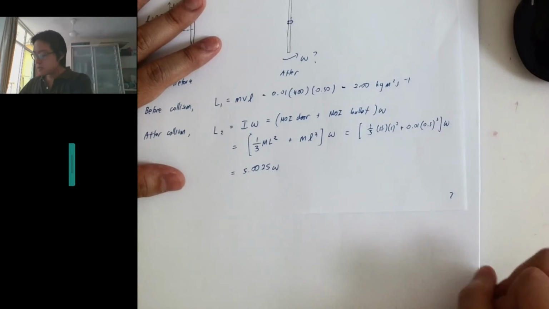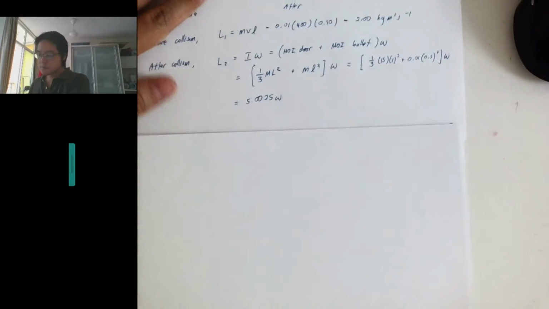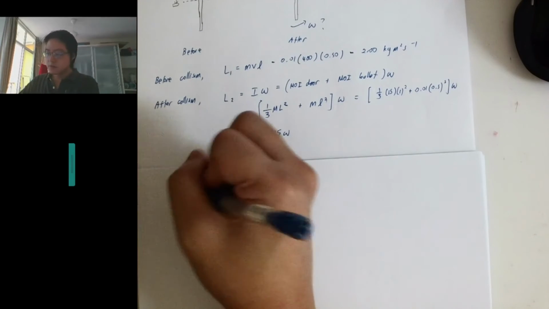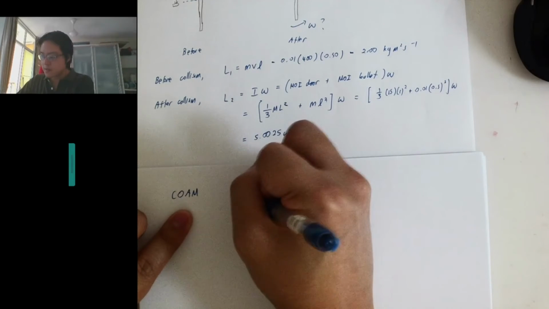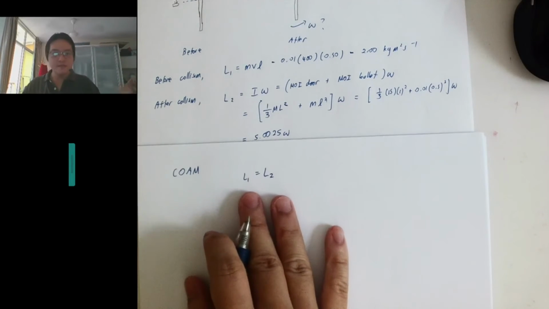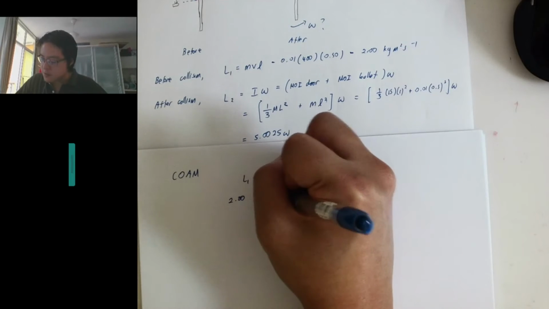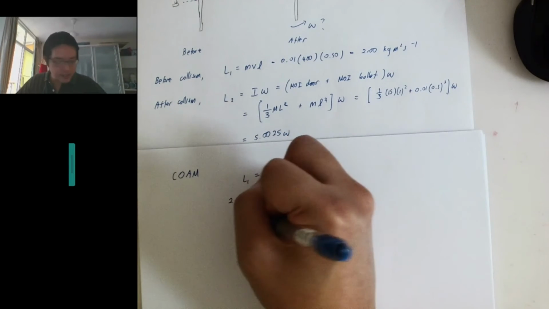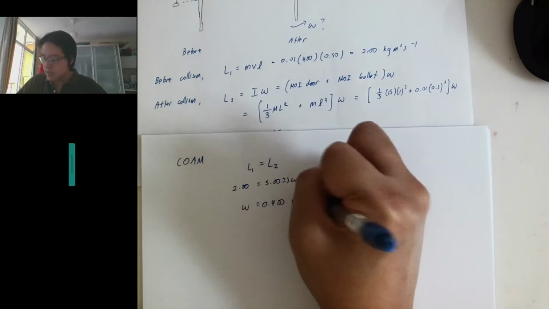But by conservation of angular momentum, again, I'm too lazy to write the whole thing. No external torque means this is true. So 2.00 is equal to 5.0025 omega. So omega is 0.4 radians per second.